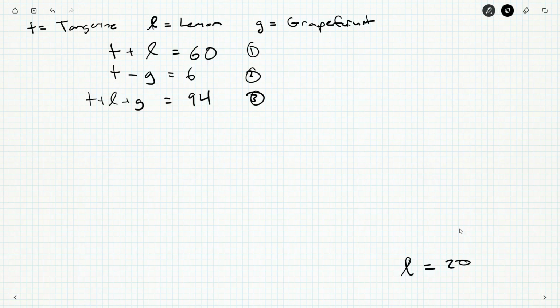But I'm trying to avoid solving for the other ones. I think it'd be fancier if I could do it without solving for the other ones. So I'd like to just get lemons. I see that there's a very quick way I could get rid of grapefruits. And that would be if I added equation 2 to equation 3.